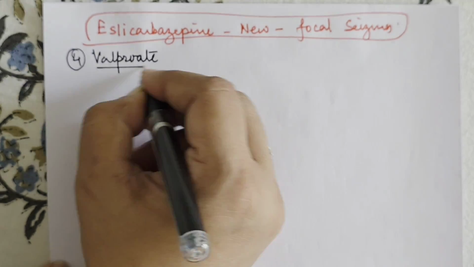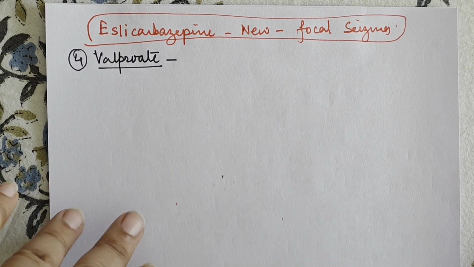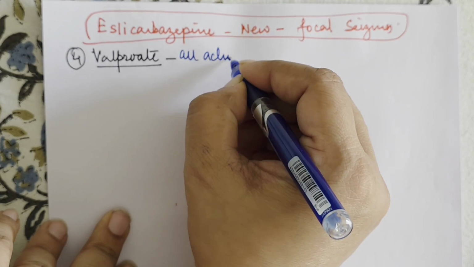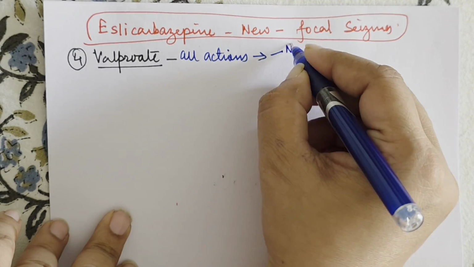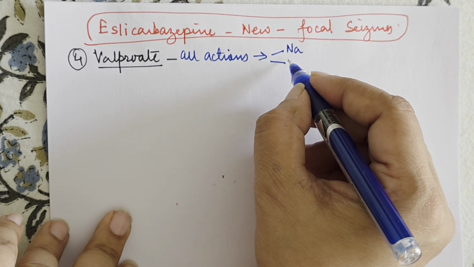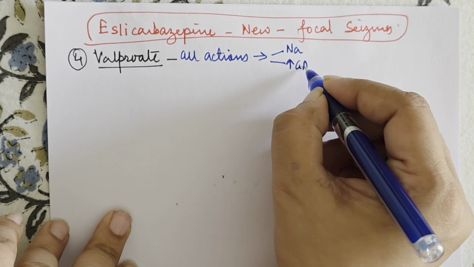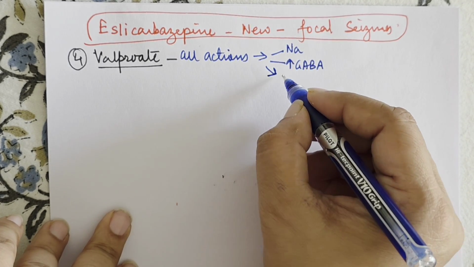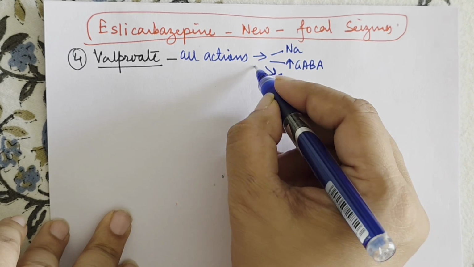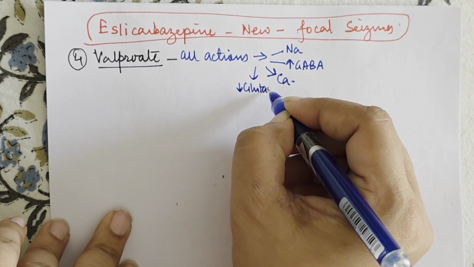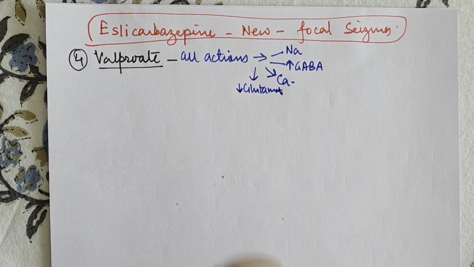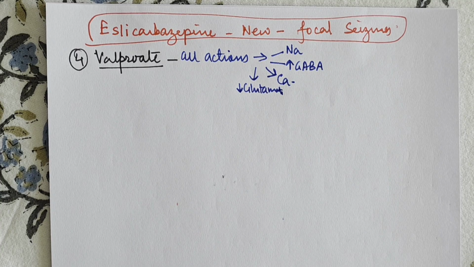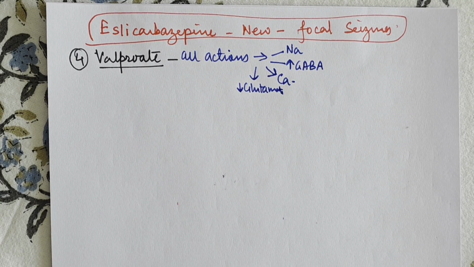Now valproate is a very, very good drug. Why good? Because it has got all the actions. It acts on all spectrum of actions. It is a sodium channel blocker. Then it increases the activity of GABA. Right? It inhibits the calcium channels. It reduces the release of glutamate. So these four actions, blocking sodium, calcium, increasing GABA and decreasing glutamate, valproate does all these actions.